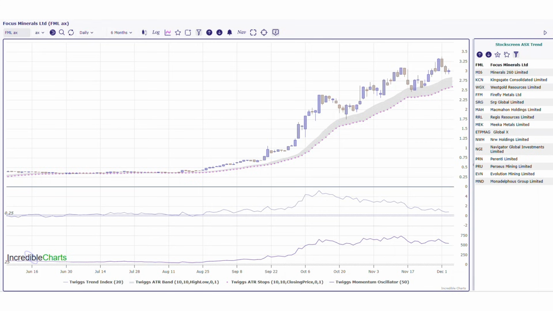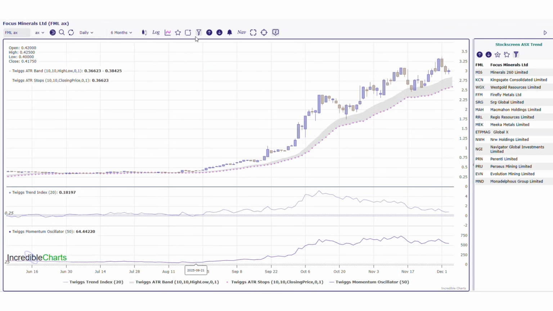First of all, let's look at the results of the screen, which are displayed in the right-hand column. You'll see they're mainly junior miners on the ASX and mining services companies. If we run the same screen on the US, it's dominated by biotech companies, although interspersed with junior miners and plenty of silver miners at the moment.